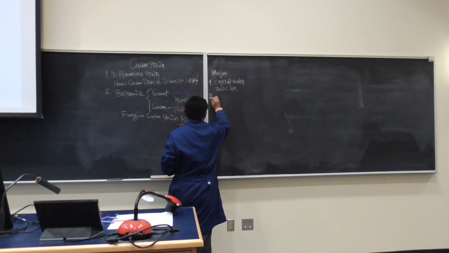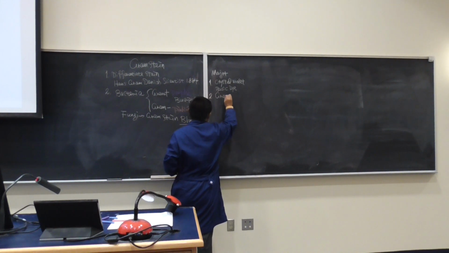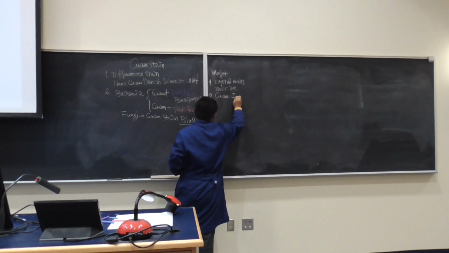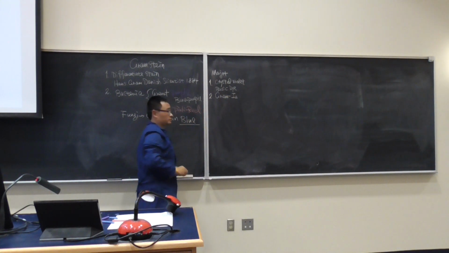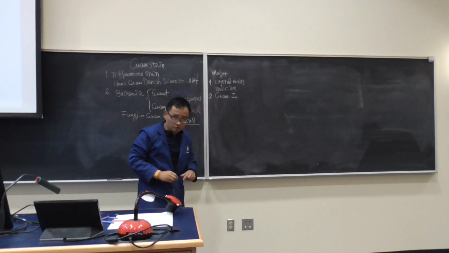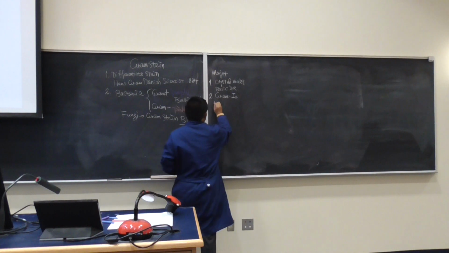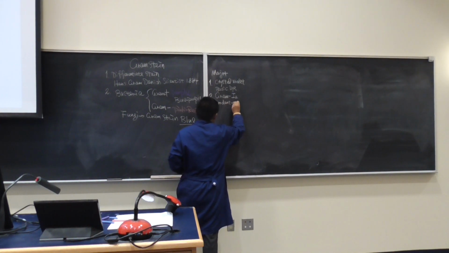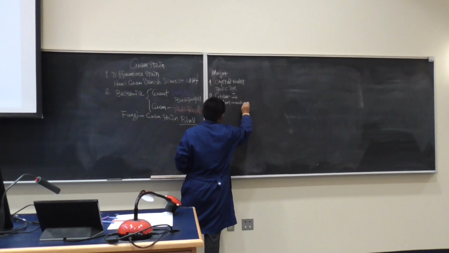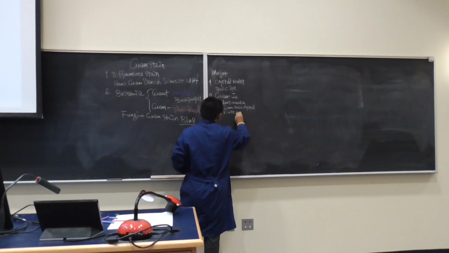The second step, you're going to add so-called gram iodine. It's just a traditional medical iodine. What's the function of the gram iodine? We call it a mordant. This is to make the crystal violet stain strong.